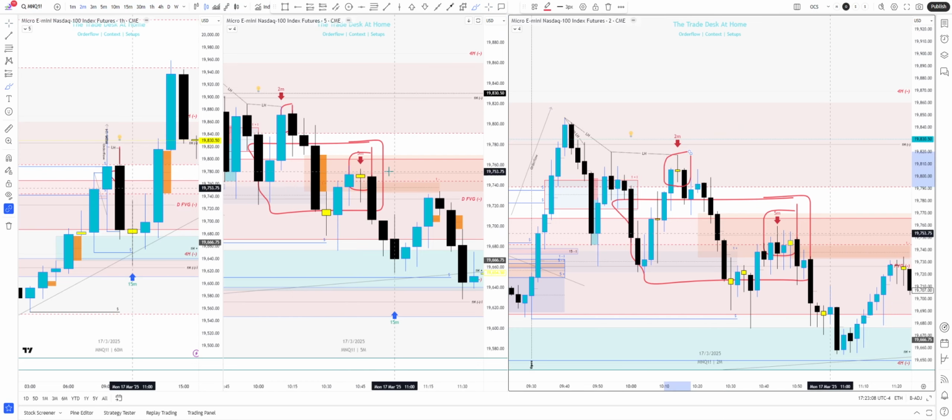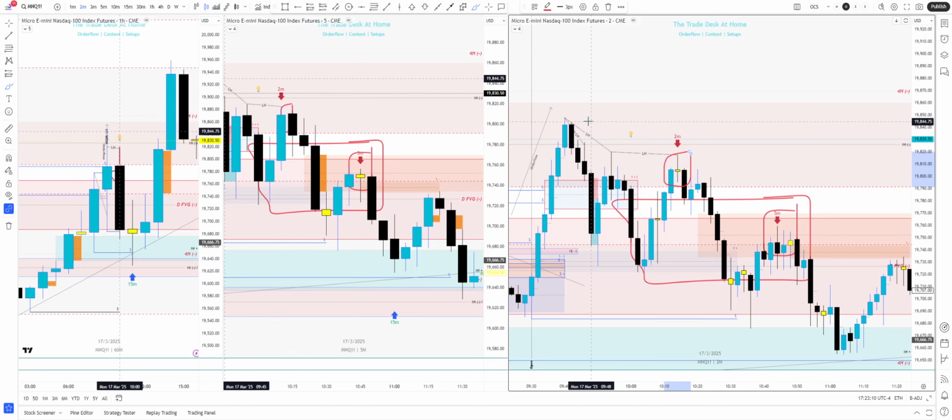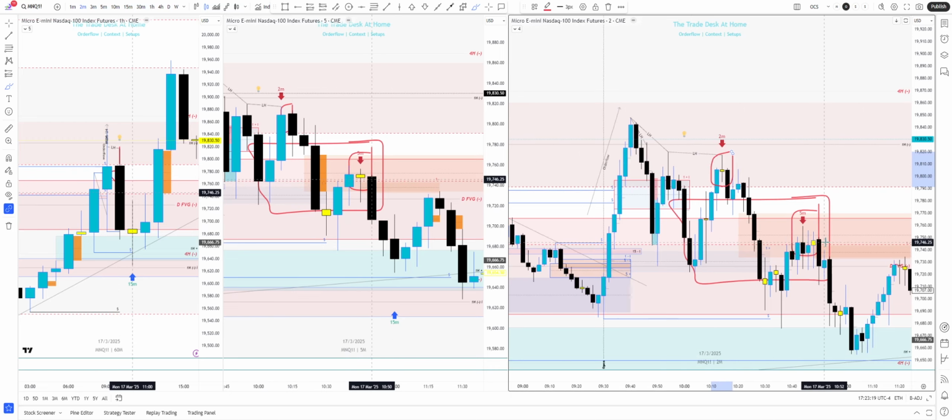So a doji is actually something I would like to look for. And I actually added an indicator which highlights the dojis. I didn't have this during the trade. I actually added this when I was taking a look at the charts after market session.